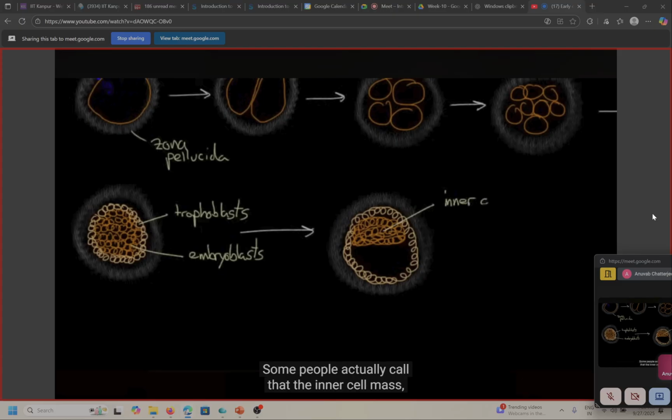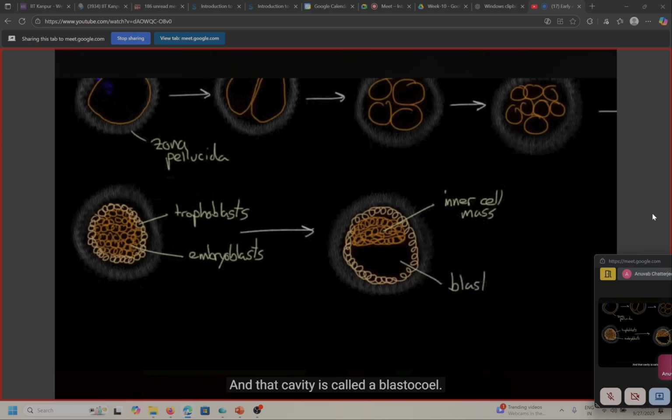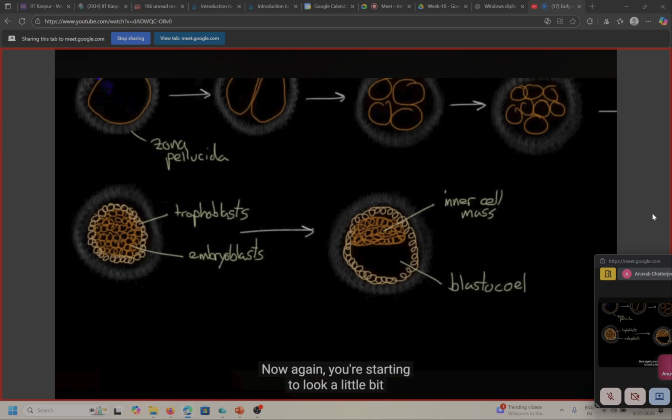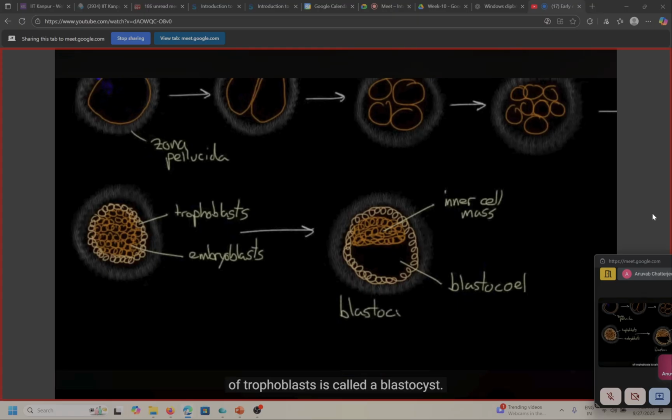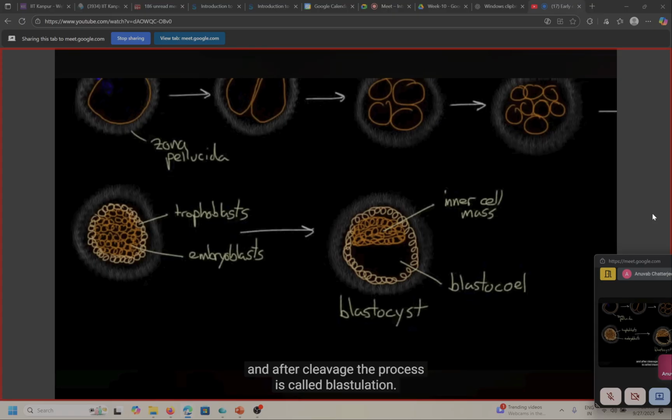Some people actually call that the inner cell mass, and it's left you with this cavity, and that cavity is called a blastocele. Now, again, you are starting to look a little bit different than you have in the past, so we're going to give you a new name. This structure that you've turned into, with a blastocele and an outer cell ring of trophoblasts, is called a blastocyst. In fact, we name this whole process after you, and after cleavage, the process is called blastulation.